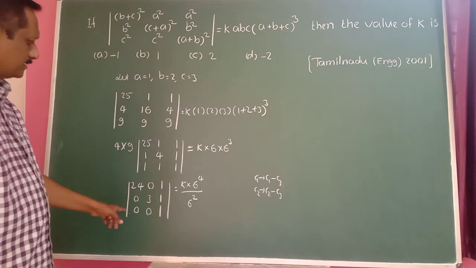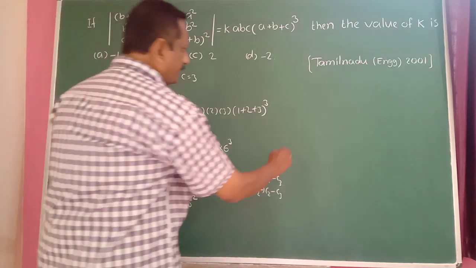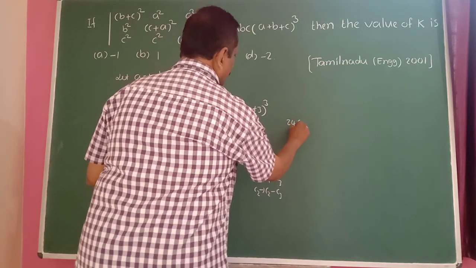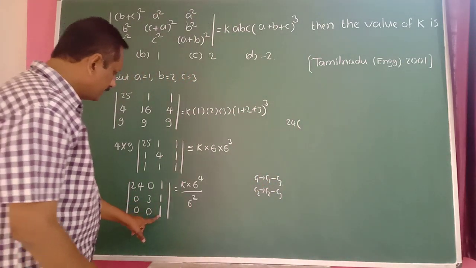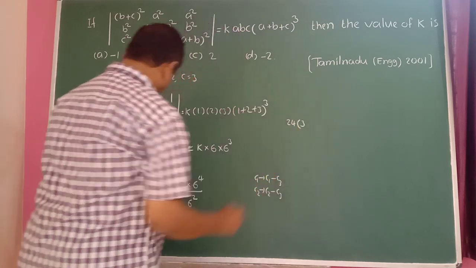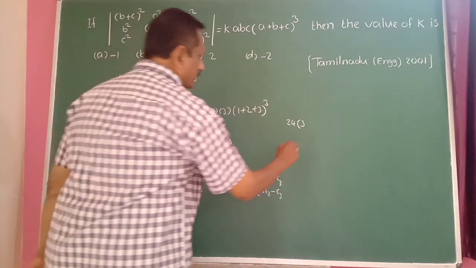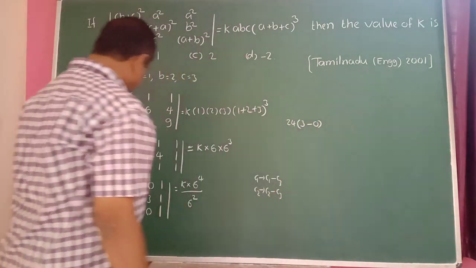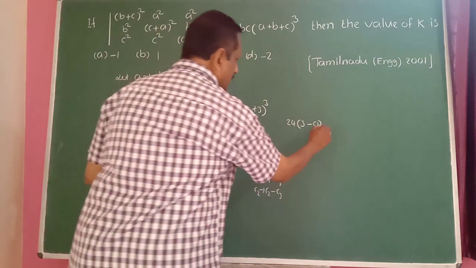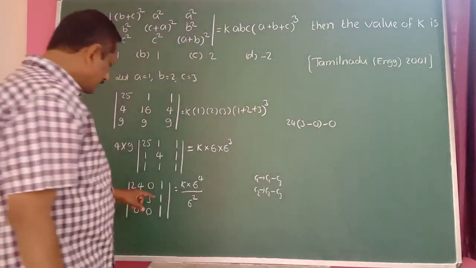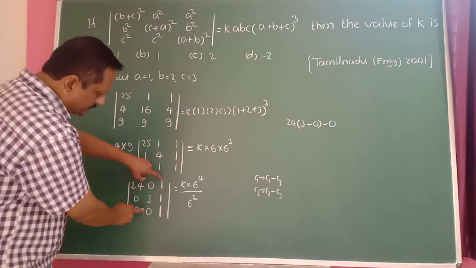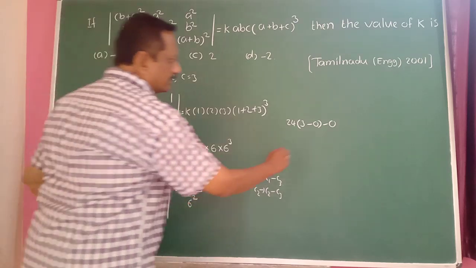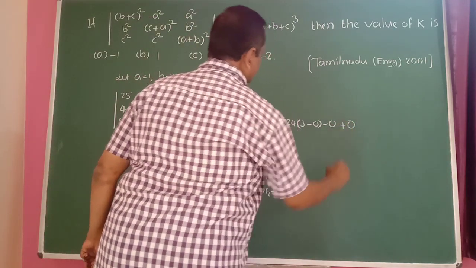Now you expand this determinant here. So 24. Then 3 into 1 becomes 3. And 1 into 0 becomes 0. Here 0 is there, so the next term becomes 0. Next term here 1 into 0 into this is 0. 0 into 3 is 0. So therefore the third term is also 0.